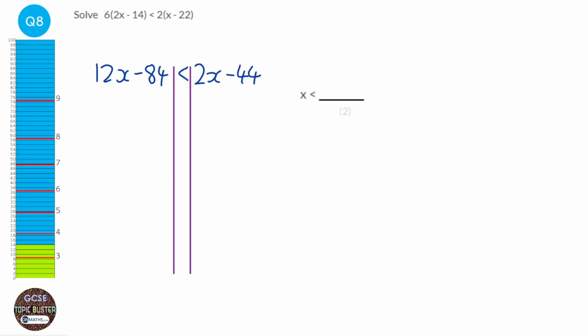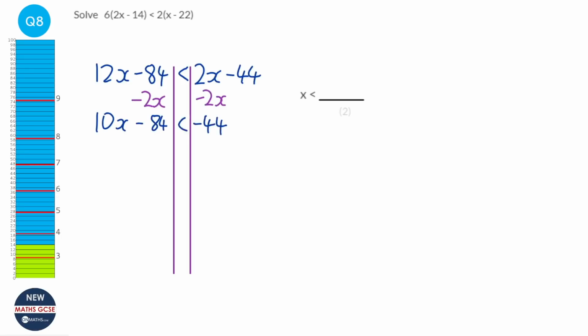And the rule is that we get rid of the smaller amount of x. So we've got 2x here and 12x on the other side. So we're going to subtract the 2x from both sides. And so that'll give us 10x minus 84 is less than minus 44.